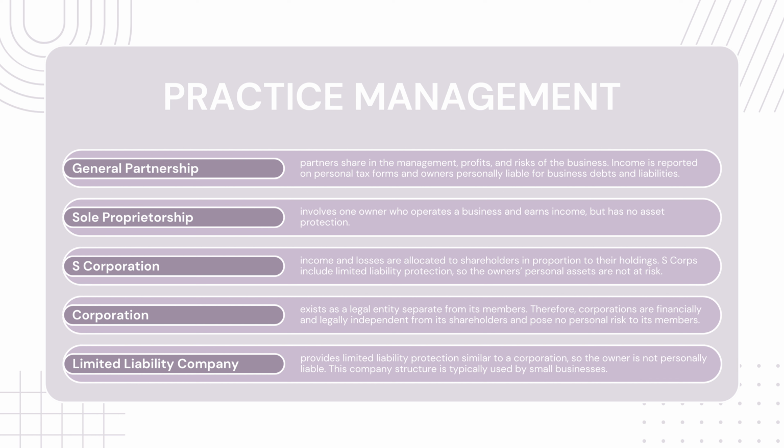rates. An advantage with an S corporation is that it includes limited liability protection, so owners' personal assets are not at risk. A limited liability company, or an LLC, provides limited liability protection similar to a corporation, so the owner is not personally liable. This company structure is typically used by small businesses.